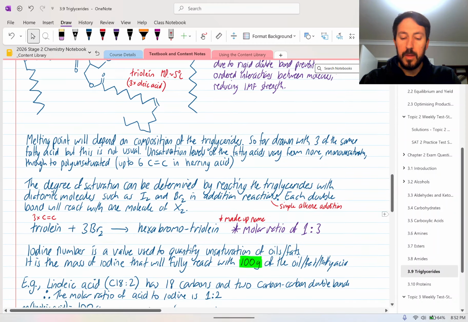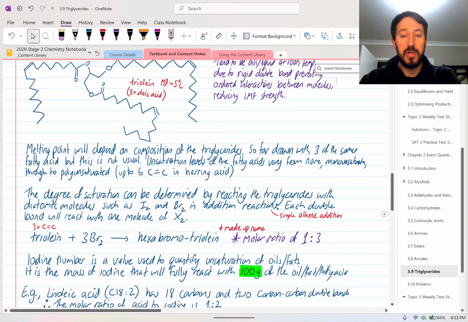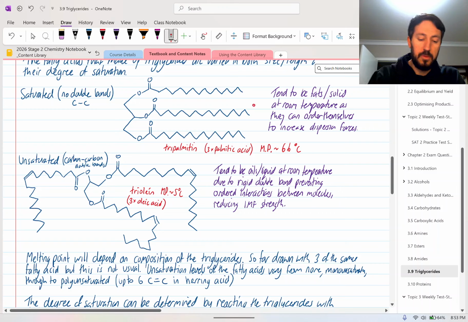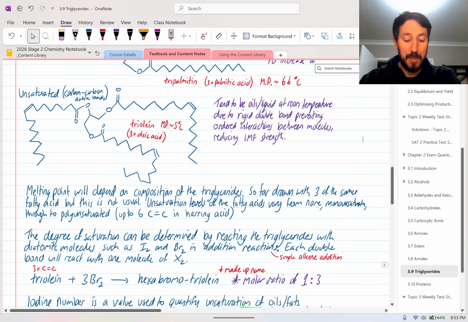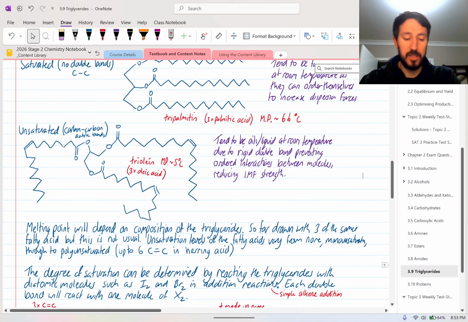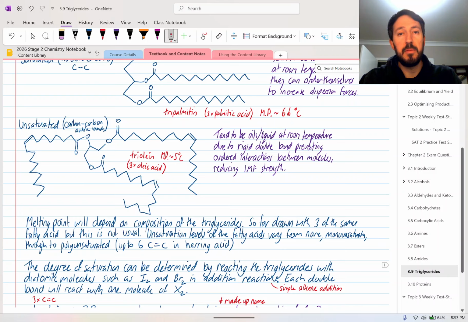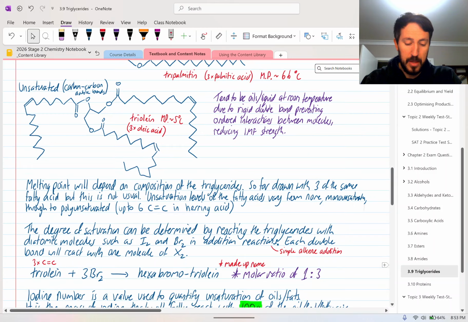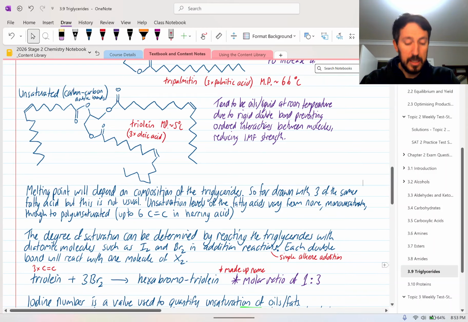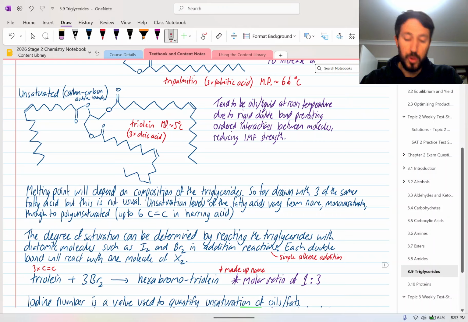Now, the level of unsaturation does vary as well. So we've obviously got none here, and we've got one double bond in each of these fatty acids here, but you can get up to 6 double bonds in one fatty acid. An example of that is herring acid, herring being the name of the fish that this acid comes from. So you can get no saturation, monounsaturated, then polyunsaturated, where there's 2 or more, up to 6 or so double bonds in each fatty acid molecule.